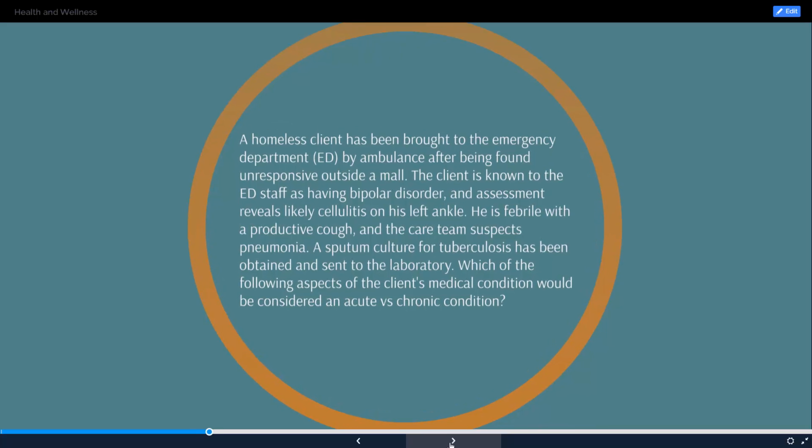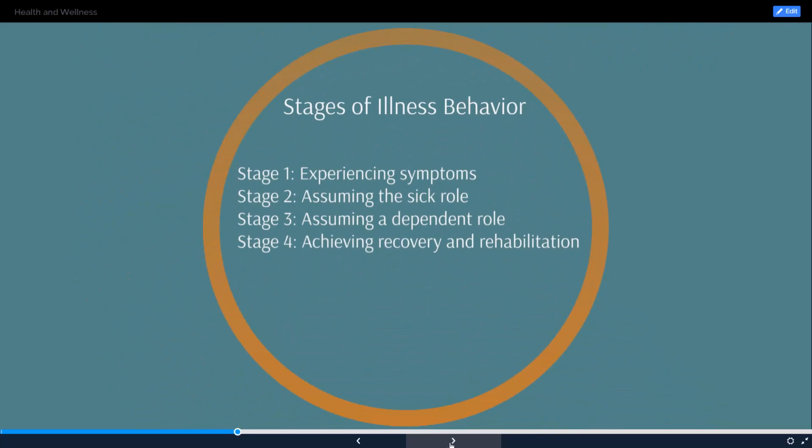Okay. All right, guys. So let's keep moving along. Stages of illness behavior. So illness behavior, there are 4 stages listed in the book. There's stage 1, experiencing symptoms, stage 2, assuming the sick role, stage 3, assuming a dependent role, and then stage 4, achieving recovery and rehabilitation. So really the name of the stage essentially tells you what occurs in each of those stages, and we're going to talk about these in a little more detail as we move forward.